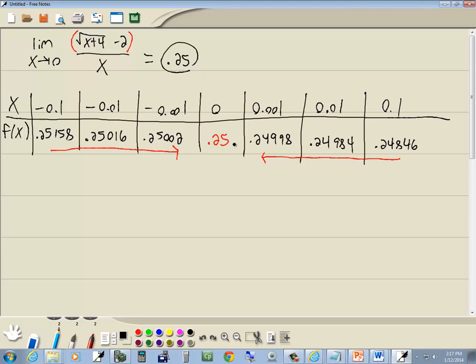Is it truly your answer? Well, no, it might be 0.250001. We're going to see algebraic techniques that give you the exact value, but this is approximately, rounding our answer.